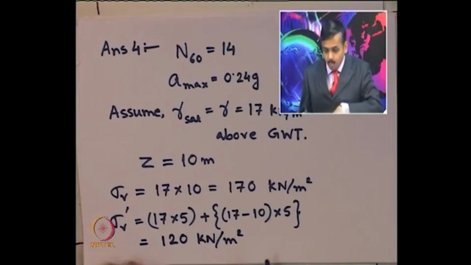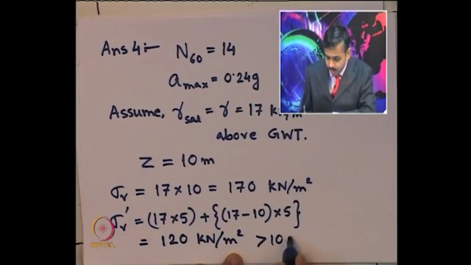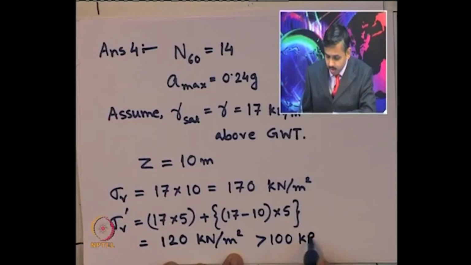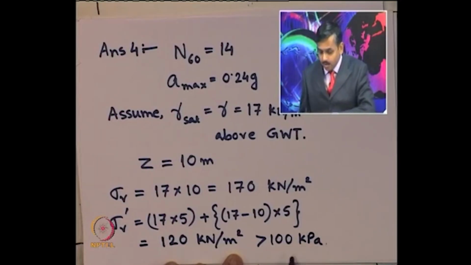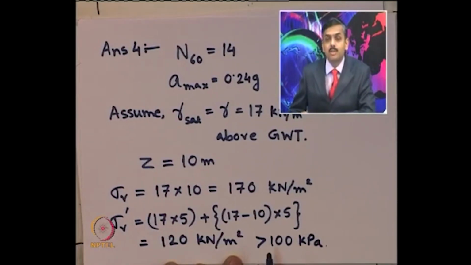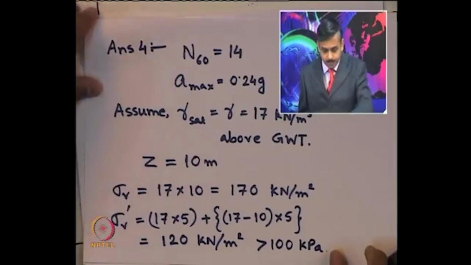which is more than 100 kPa or 100 kilonewton per meter square. This value of 100 is necessary because later on we will see, based on this value, we need to decide whether we should go for some particular correction in liquefaction computation or not. So, let us proceed to the calculation of various terms.